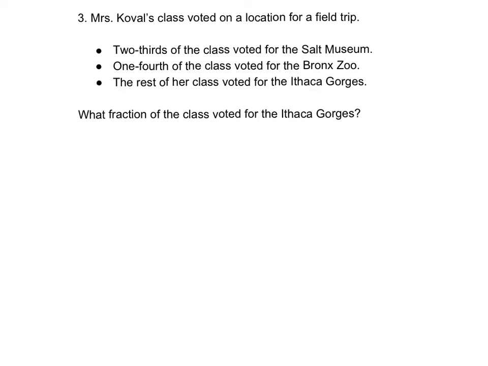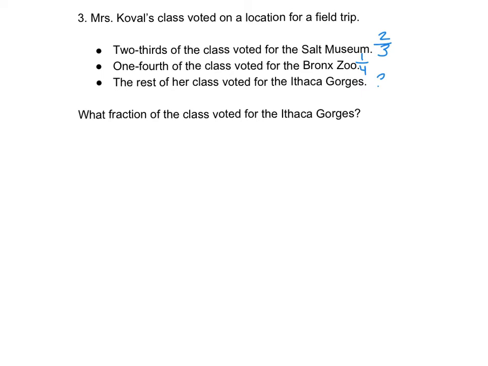Number 3. Mrs. Koval's class voted on a location for a field trip. Don't get your hopes up, kids. So what we know is 2/3 of the class voted for the Salt Museum. 1/4 of the class voted for the Bronx Zoo. And the rest of her class voted for the Ithaca Gorges.